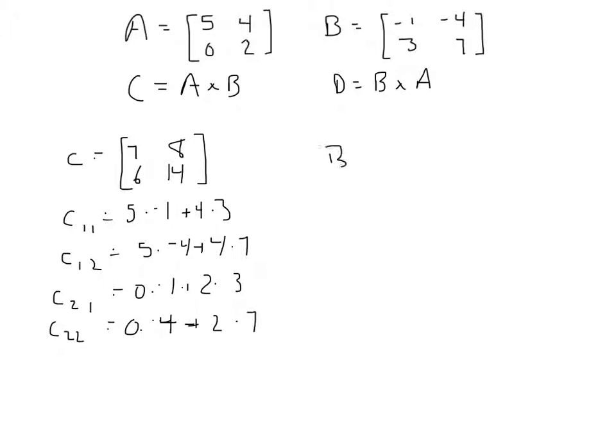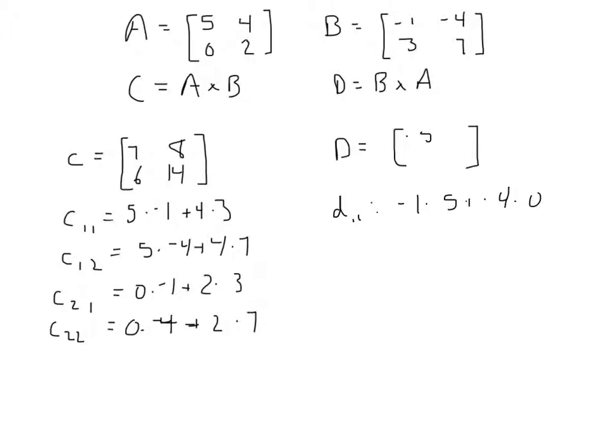And then we can calculate D. Oops, D, not B. And again, D will be 2 by 2. So we'll have D11 will be negative 1 times 5 plus negative 4 times 0 is going to be negative 5. And D12 we will have negative 1 times 4 plus negative 4 times 2, that would be negative 4 plus negative 8 will be negative 12.